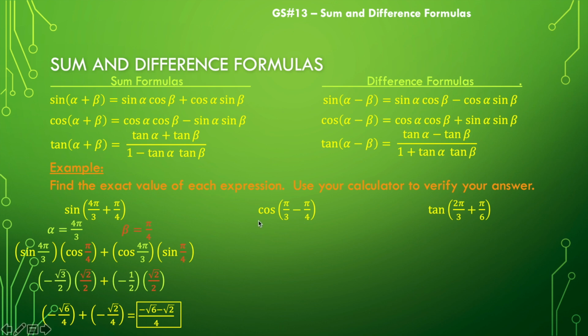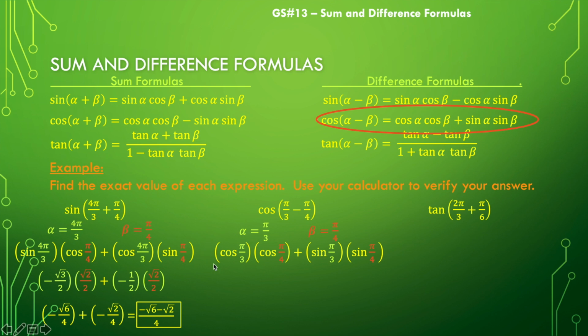We have the cosine of a difference. So we're going to come up and grab this cosine formula of a difference. So we'll identify our alpha and beta. Alpha is pi over 3, while beta is pi over 4. And then we will go ahead and substitute these values into our formula. So we'll have the cosine of pi over 3 times the cosine of pi over 4 plus the sine of pi over 3 times the sine of pi over 4. And then once we have it like this, we'll go ahead and evaluate each piece.